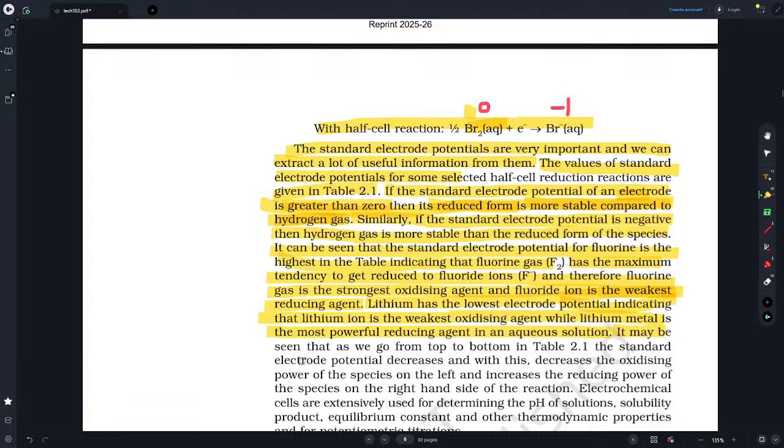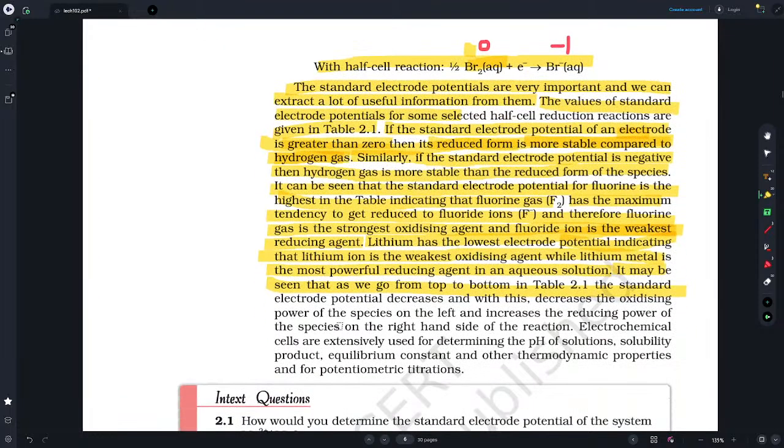It may be seen that as we go from top to bottom in the table, standard electrode potential decreases, and with this decreases the oxidizing power of the species, and the reducing power increases.